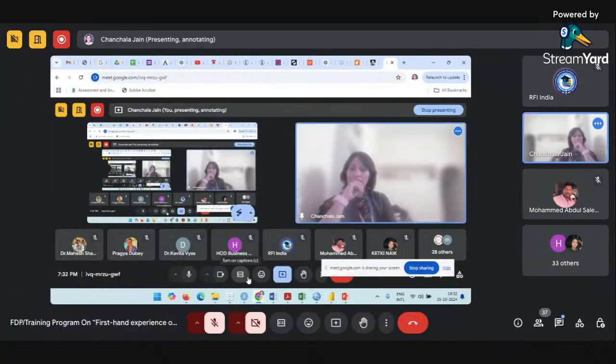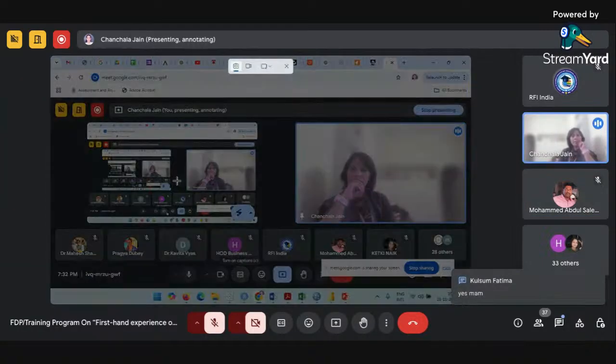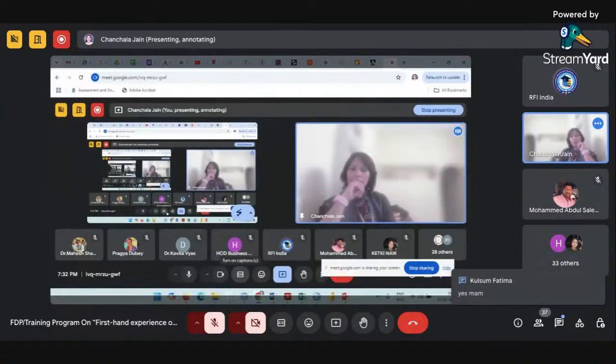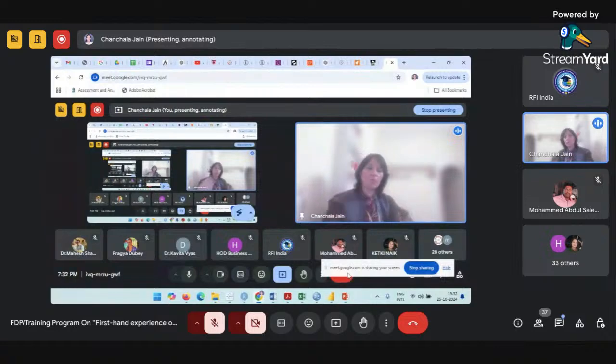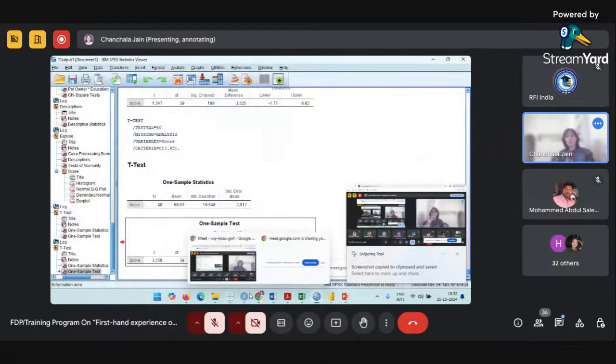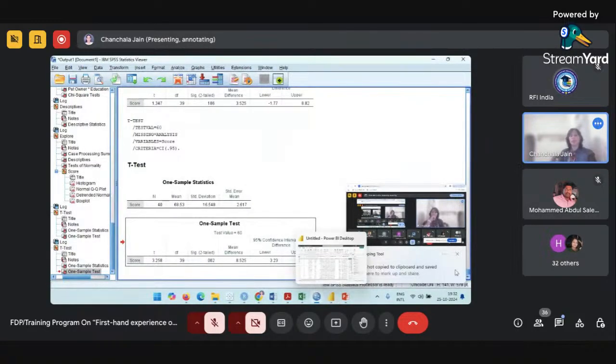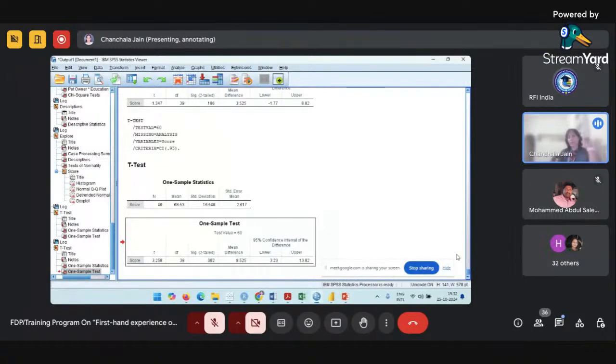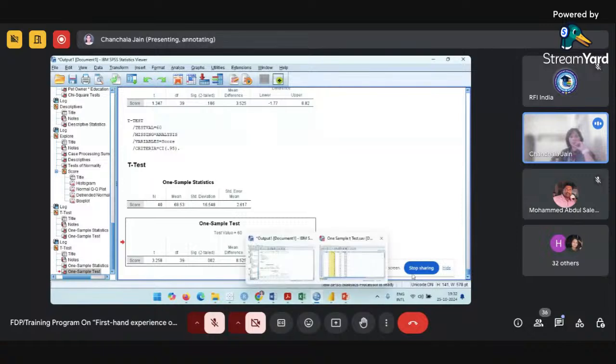Okay. So now what I'm expecting, I think I have given you one more variable in the sheet, right? I hope you can see there is weight and there is IQ score. So I'm expecting from you that please apply the one sample t-test on at least one of the variables, and try to interpret its results, right?